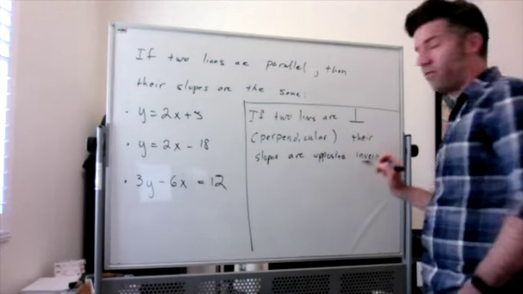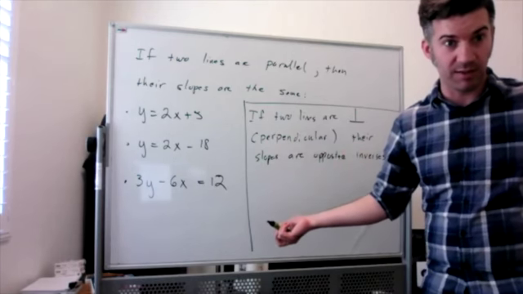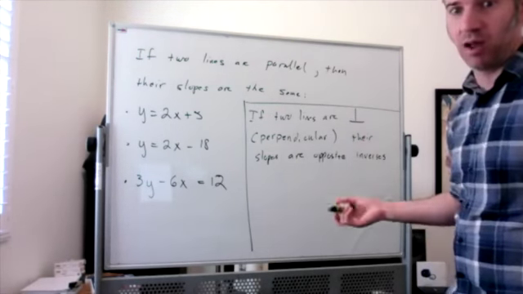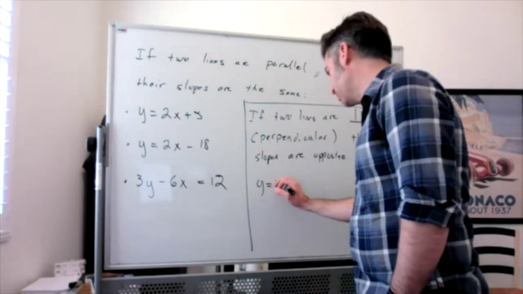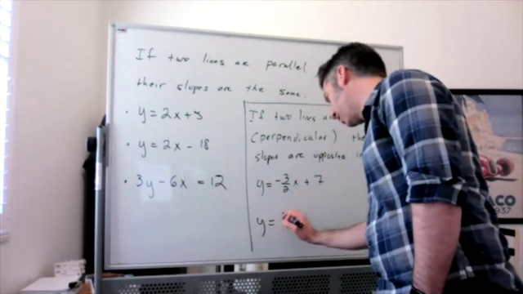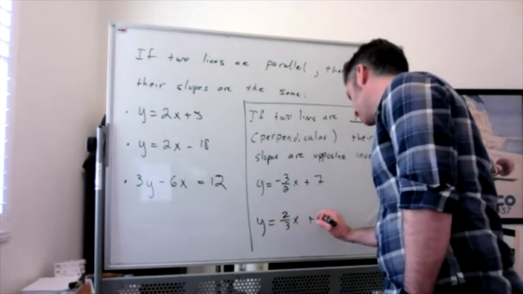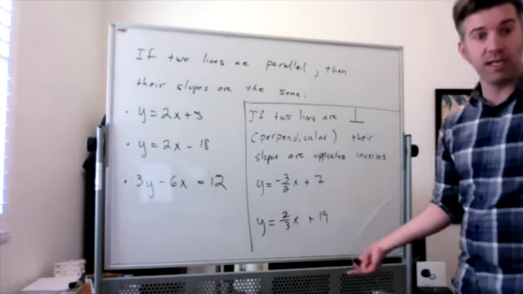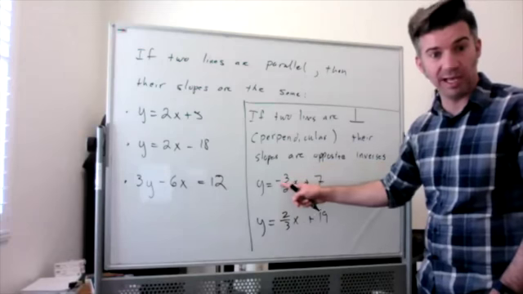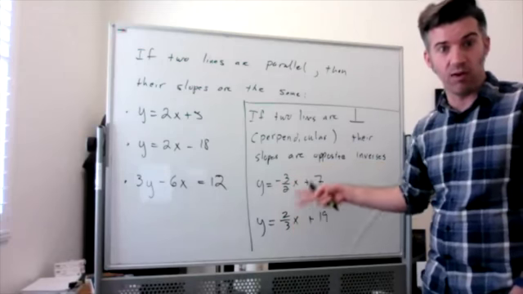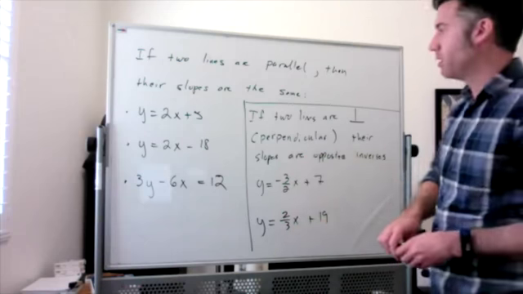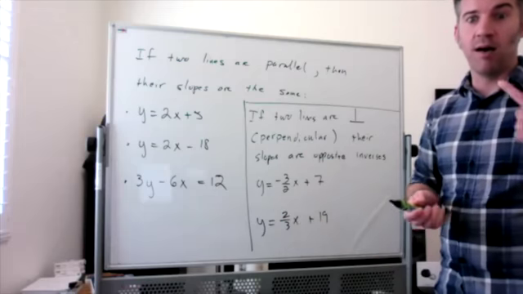So you can say opposite inverses, you can say negative reciprocals and mean the same thing. Opposite meaning opposite sign, reciprocals meaning the flip of one another. So these two lines, y equals negative 3/2 x plus 7, and y equals positive 2/3 x plus 19, are perpendicular lines, and we can see that because their slopes are the opposite sign. One's negative and one's positive, and they're flips of each other. One is negative 3/2, and one is positive 2/3. And that's kind of it when it comes to perpendicular lines.